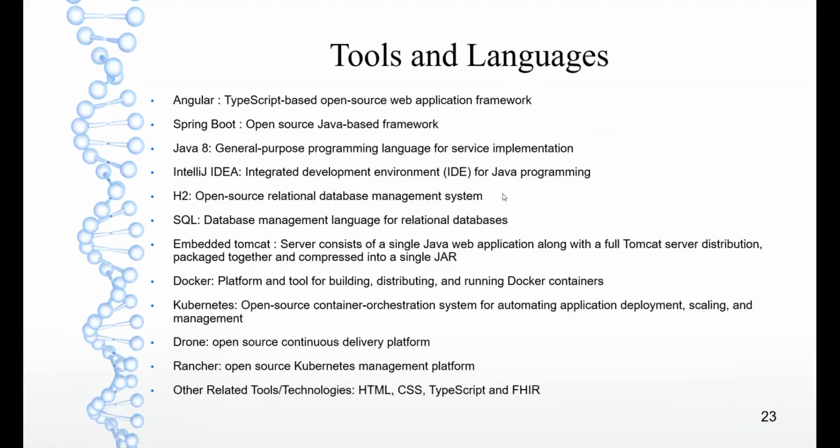So these are several tools we use for our application development. We use Angular for the UI and Spring Boot for our backend, and IntelliJ. H2 is an in-memory database we use to store the data, and we write some complex SQL to perform some calculations at runtime to show the result on the UI. We use Docker, Kubernetes, Drone, and Rancher for our deployment.